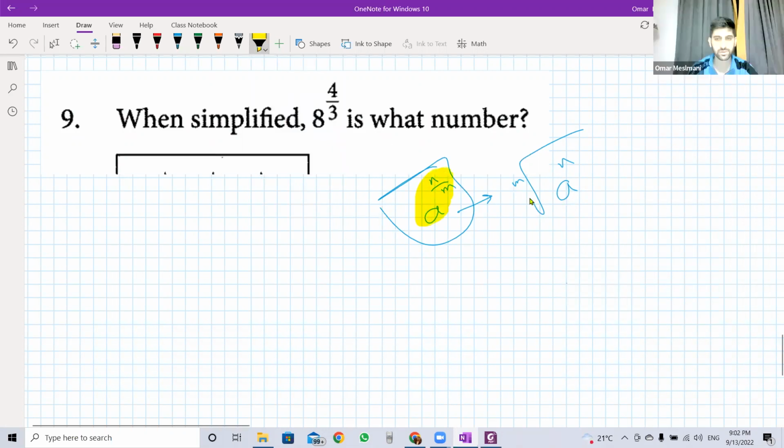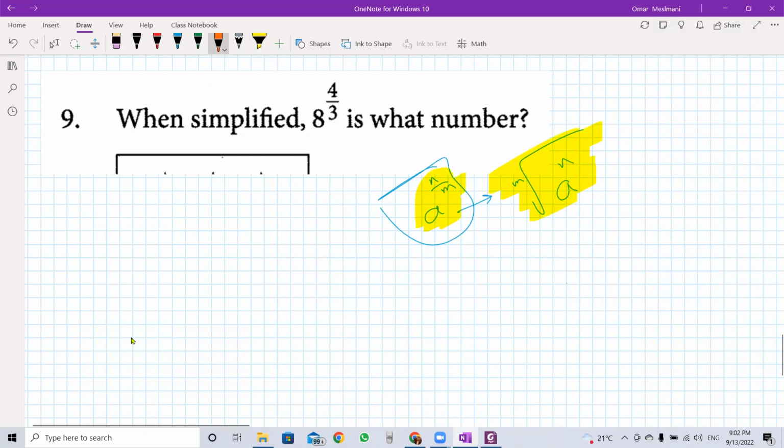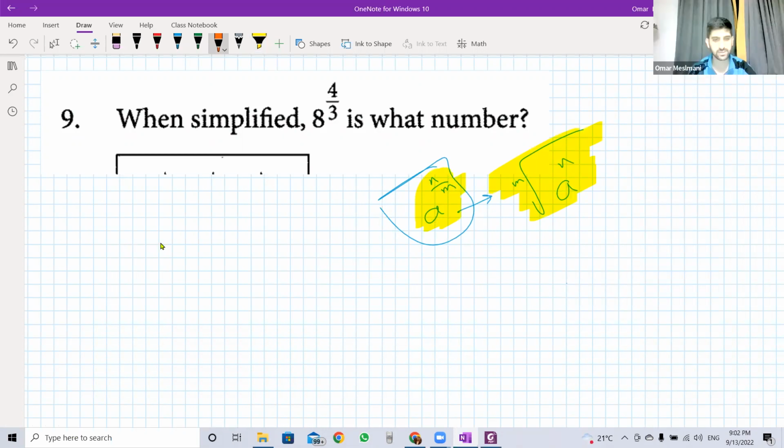Okay. This rule, I gave it to you to trick you. You cannot use this rule. You can, but you cannot. It's okay to use it, but you don't. So what's the point then? The point is, I will show you.